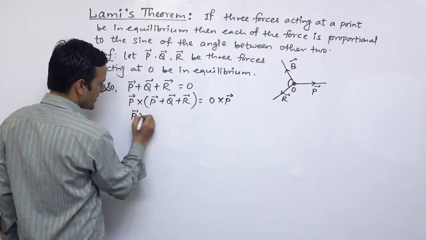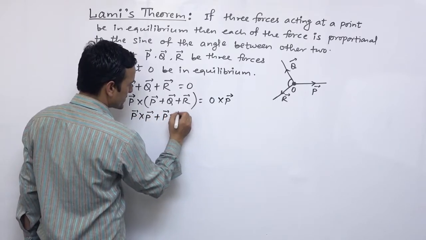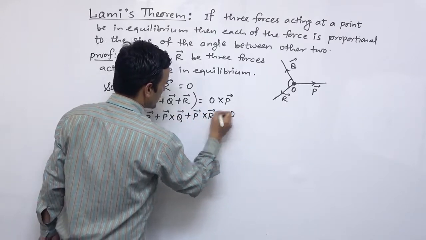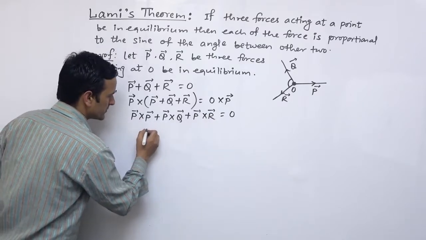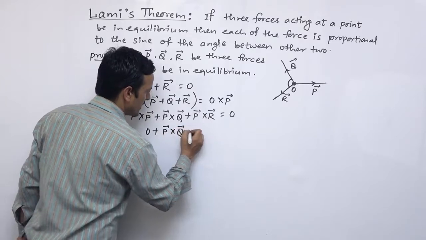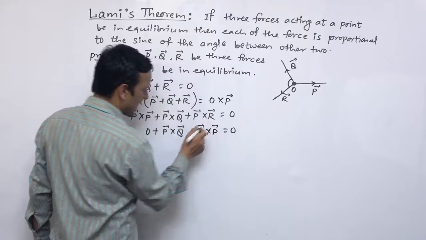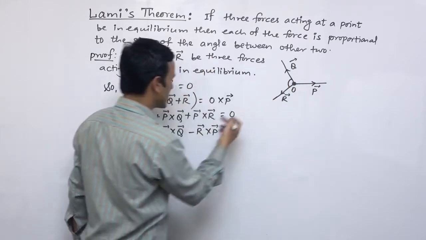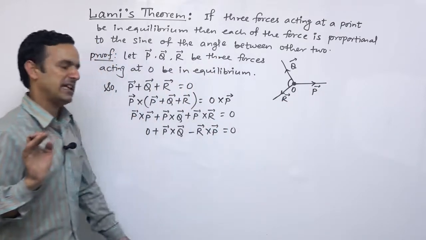And now P force into P force, force P and force Q, force P and force R is equal to 0. Then it will be 0. And P cross Q minus R cross P हुन्छ. यो उल्टो हुन्छ. R लाई यता P लाई उता गर्दा अर्डरमा लेख्ने. P पछि Q, Q पछि R भएको हुनाले R पछि फेरि P आउँछ. R पहिला लेखेर P पछि लेख्ने.